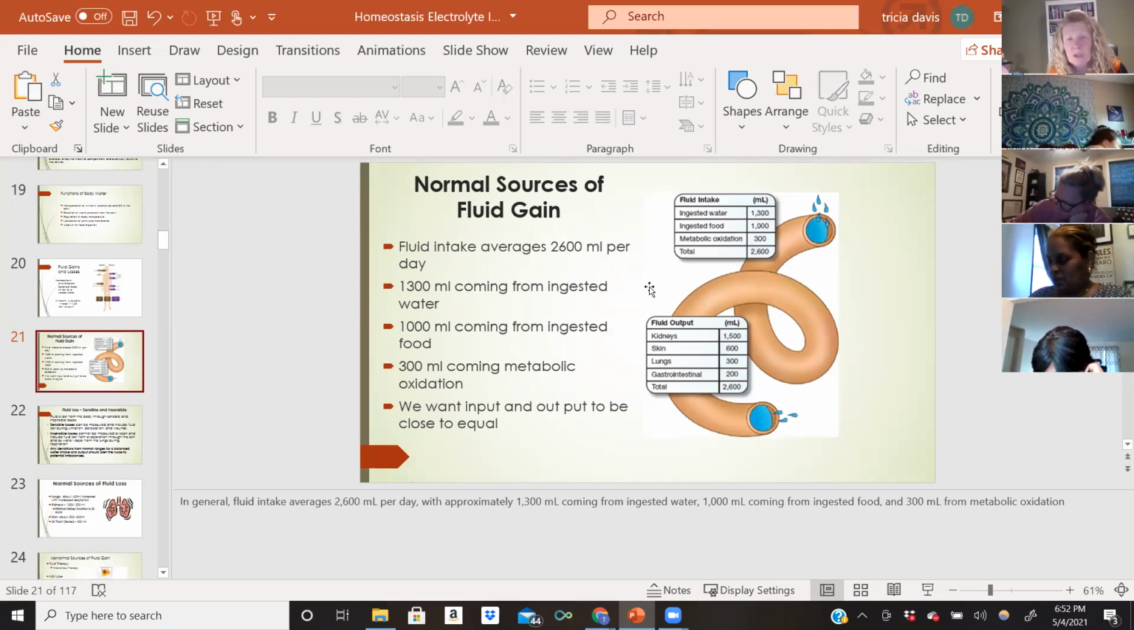So, some normal sources of fluid gain. In general, fluid intake averages about 2,600 mLs per day.